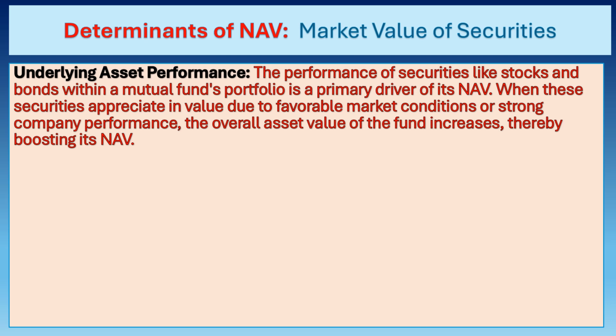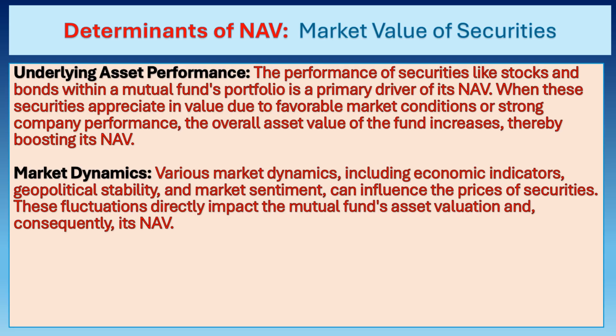Market value of securities. Underlying asset performance. The performance of securities like stocks and bonds within a mutual fund's portfolio is a primary driver of its NAV. When these securities appreciate in value due to favorable market conditions or strong company performance, the overall asset value of the mutual fund increases, thereby boosting its NAV. Market dynamics. Various market dynamics, including economic indicators, geopolitical stability, and market sentiment, can influence the prices of securities. These fluctuations directly impact the mutual fund's asset valuation and consequently its NAV.